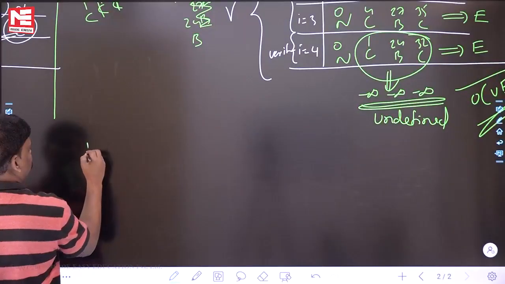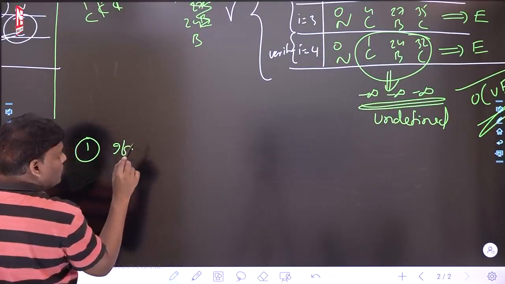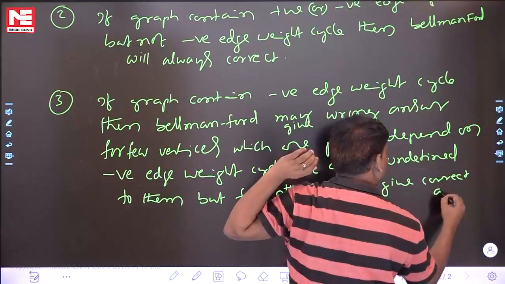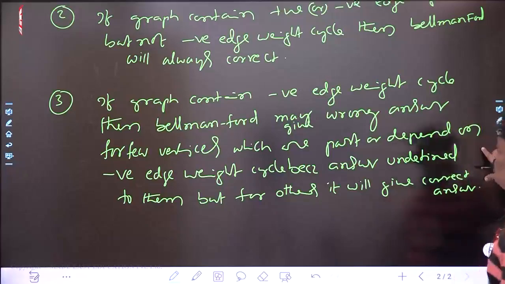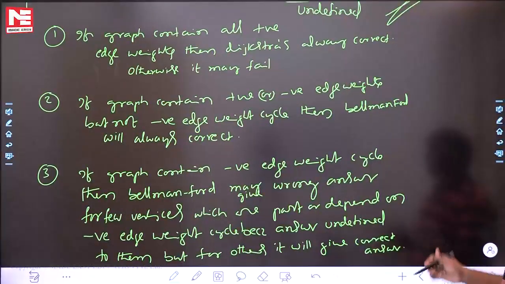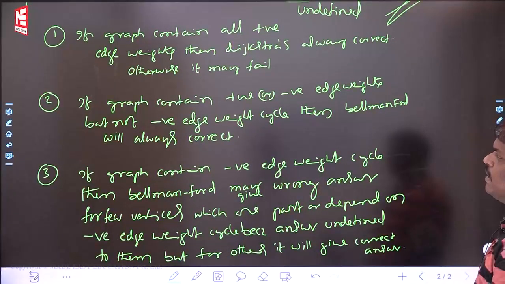See the first point. I have roughly written it, and I am reading it now. Please see if anything is not clear. If the graph contains all positive edge weights, then Dijkstra's algorithm is always correct. Otherwise, it may fail. What is the meaning? Even one negative edge, and it may fail.